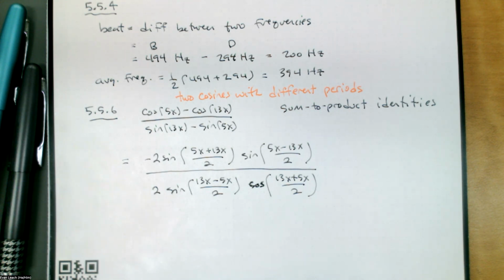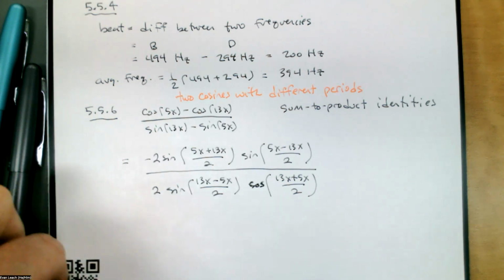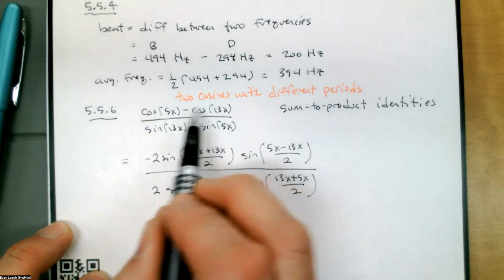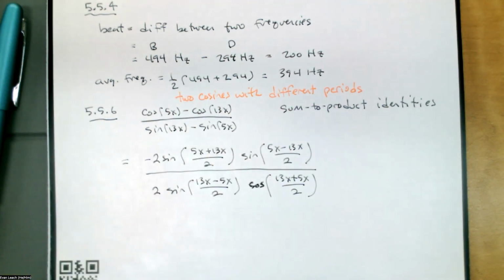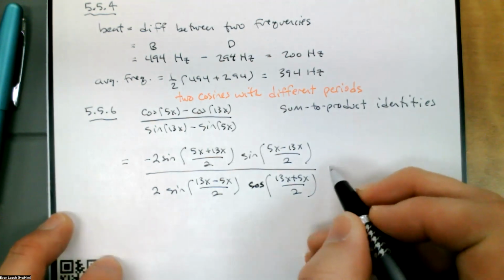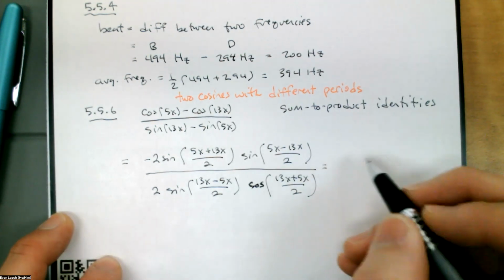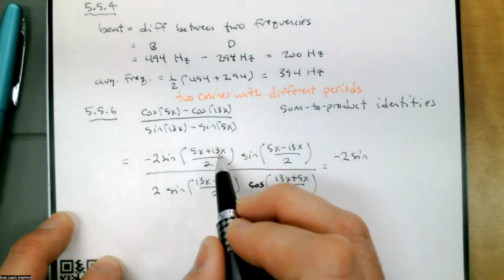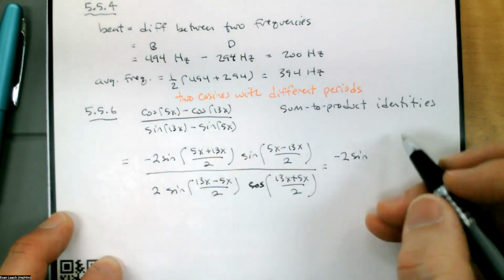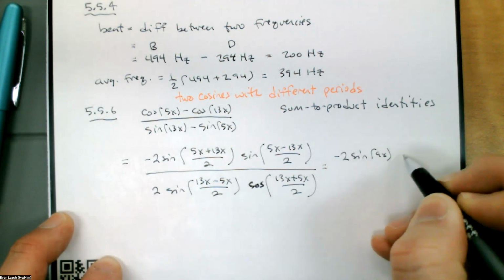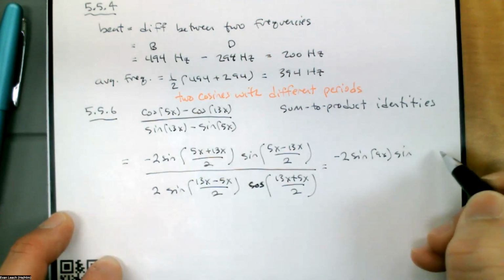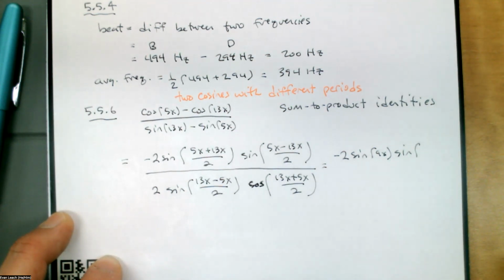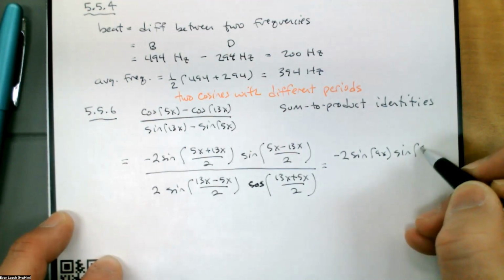What this does for us is take our two different periods, our two different arguments, and make them into one argument. It gets us to where we end up with one argument. So 13 plus 5 is 18, divided by 2 is 9. And then 13 minus 5 is 8, divided by 2 is 4.